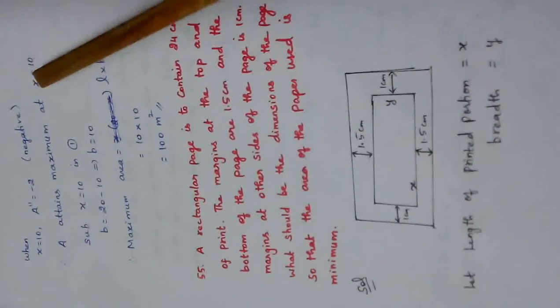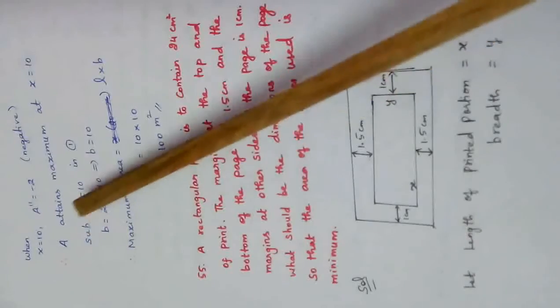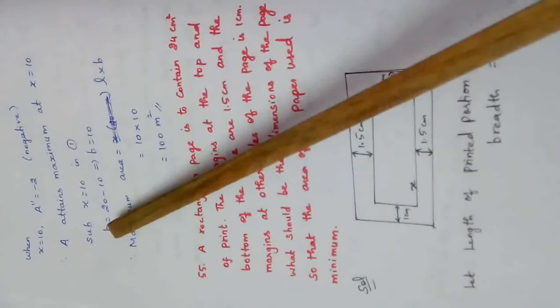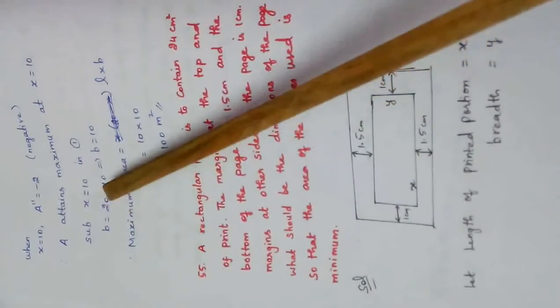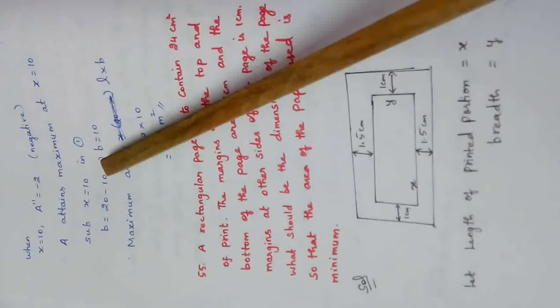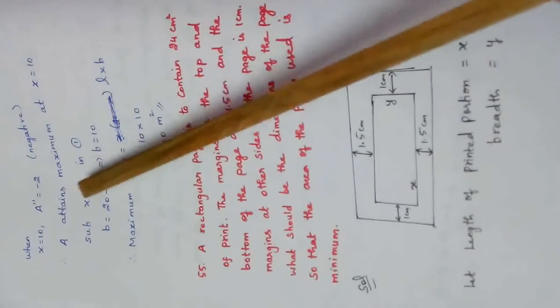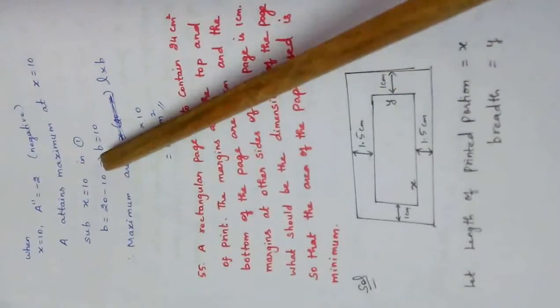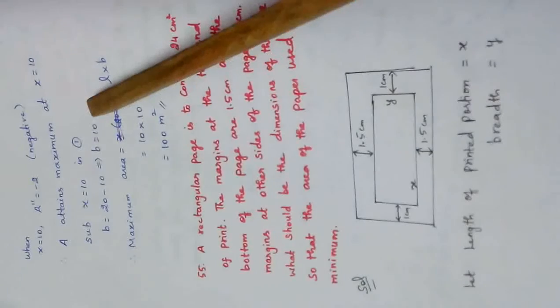What is x? Length, right? So substitute length equal to 10 in breadth. What is the breadth formula? 20 minus L. L means length. Length is 10, right? B is 20 minus x. The x value is 10. So B is equal to 10.